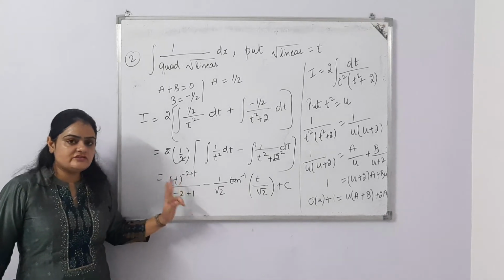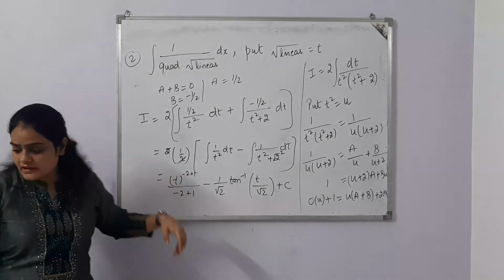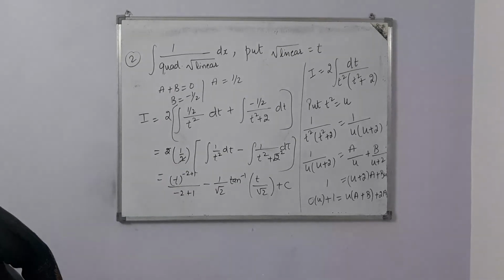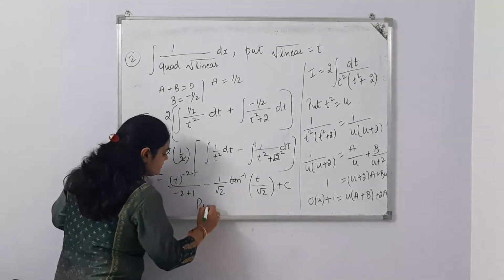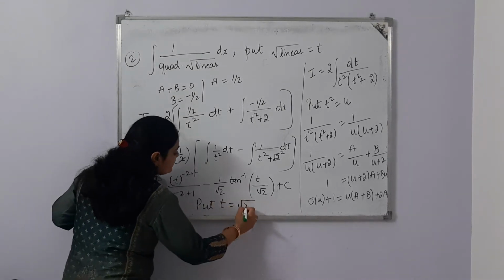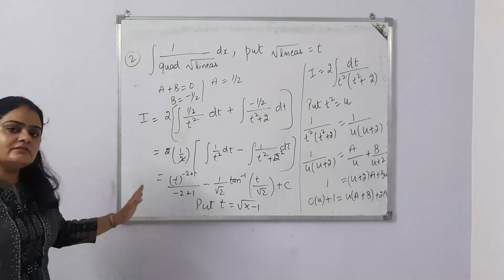Now we need to change t into x. We substituted t is equal to under root x minus 1. So we'll substitute the value of t here, under root x minus 1, and after substitution we'll get the answer.